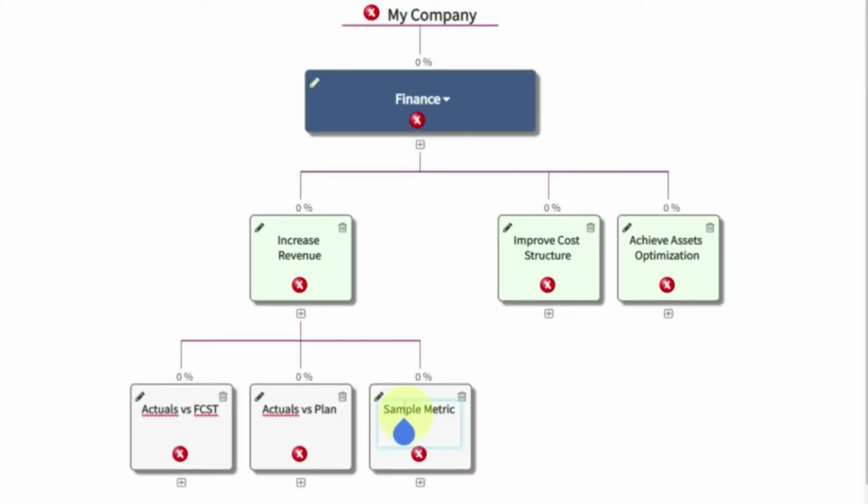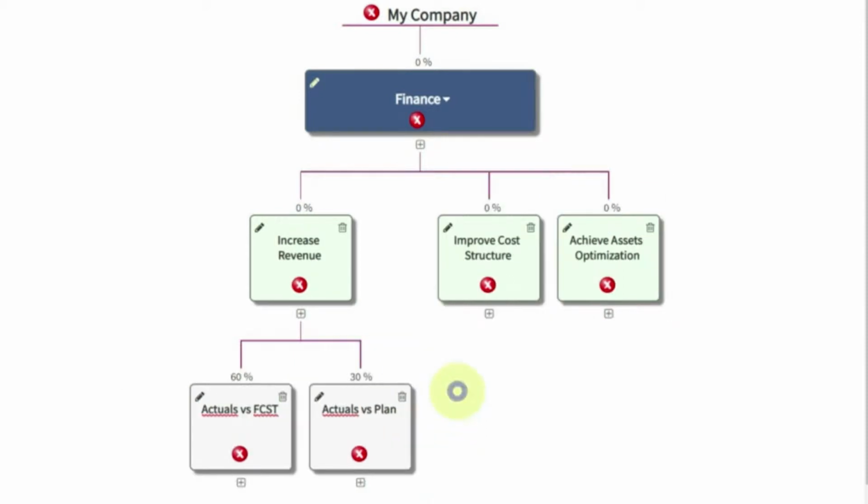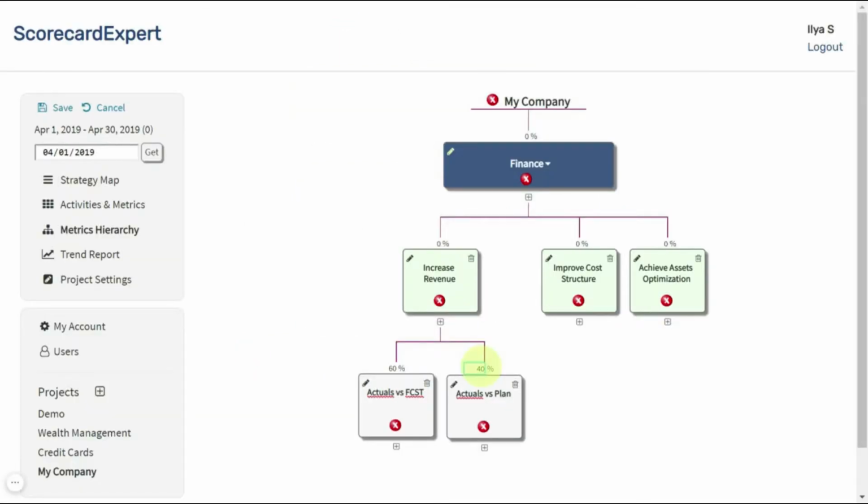Now when we have our metric, we need to add strategic weights. We can easily drop some metrics if required. This can be done by clicking the delete icon. Once a metric is deleted, we should go and adjust strategic weights. The next step is to add metric values and thresholds.